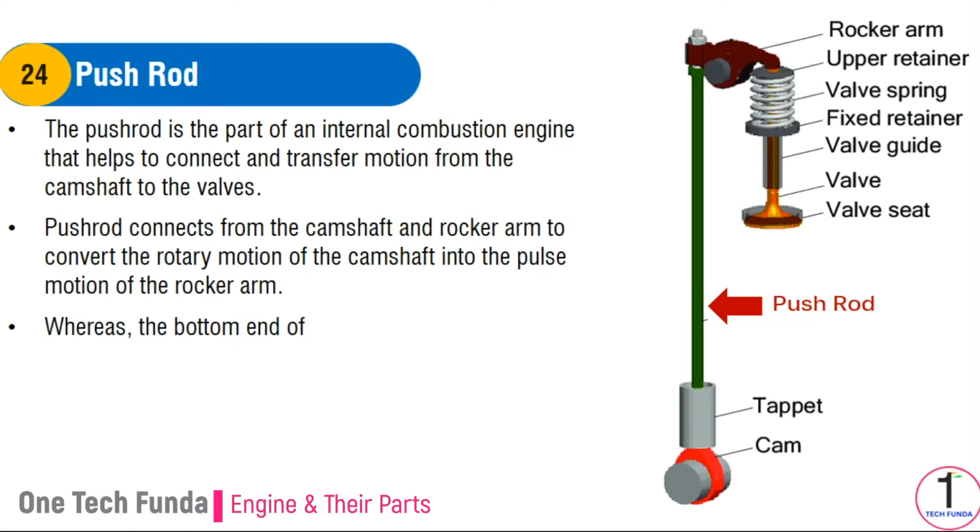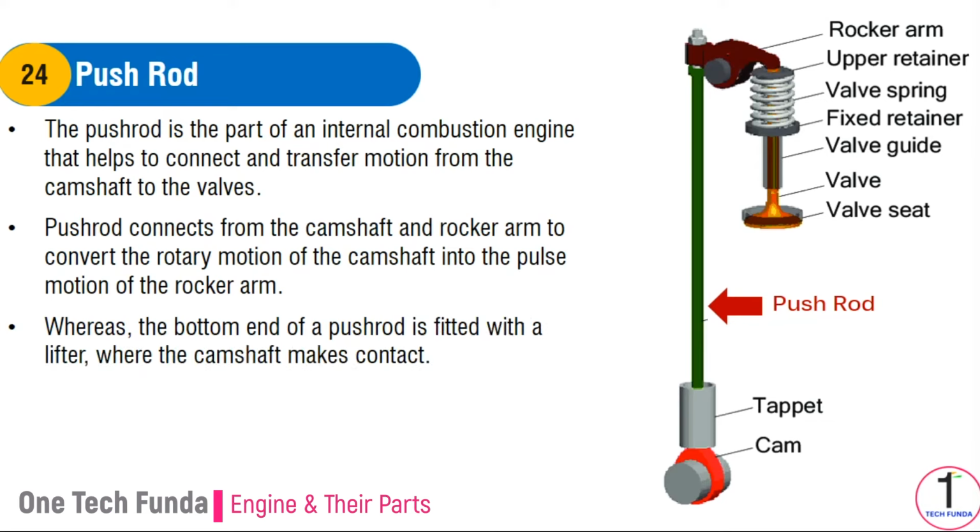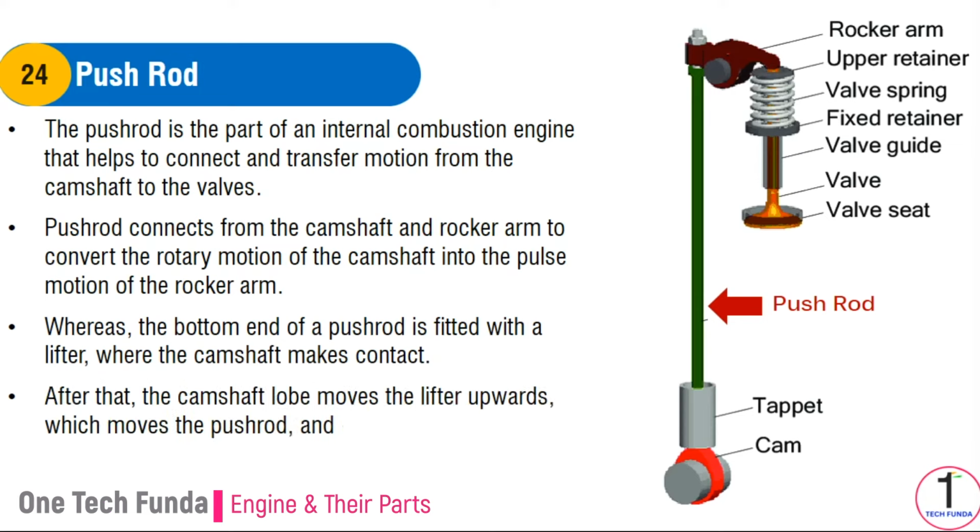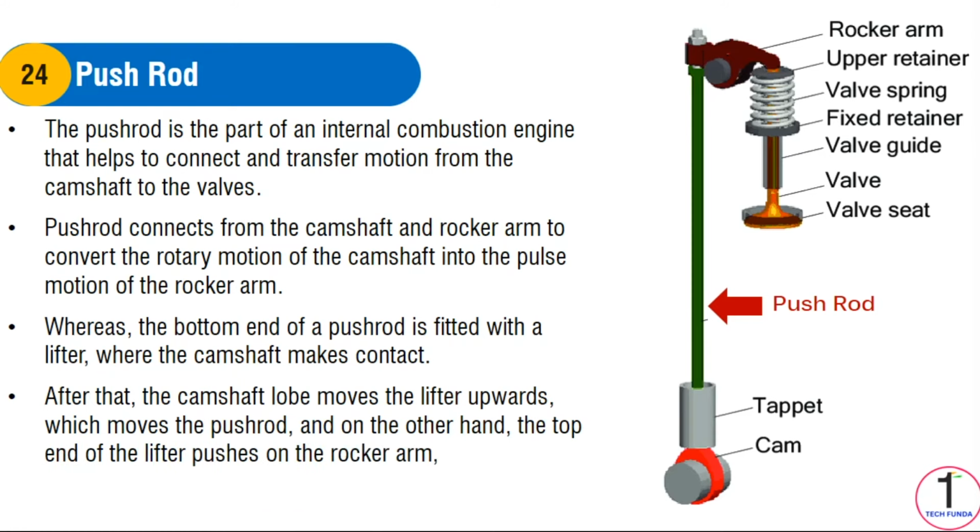Whereas, the bottom end of a pushrod is fitted with a lifter, where the camshaft makes contact. After that, the camshaft lobe moves the lifter upwards, which moves the pushrod, and on the other hand, the top end of the pushrod pushes on the rocker arm, which helps to open the valve.